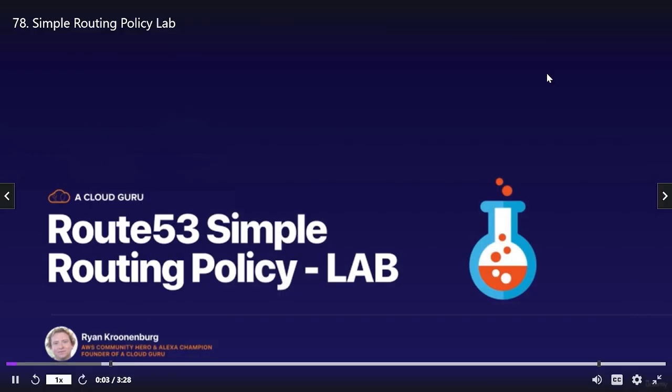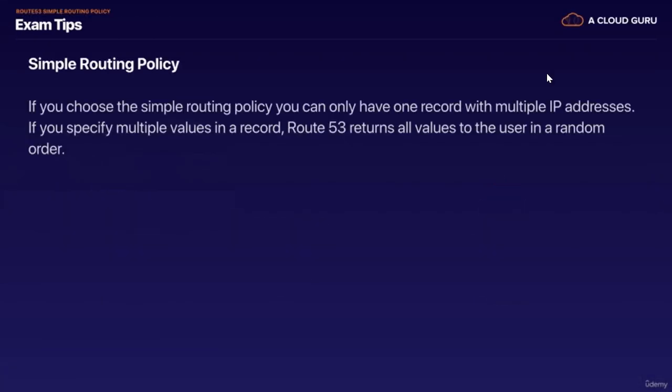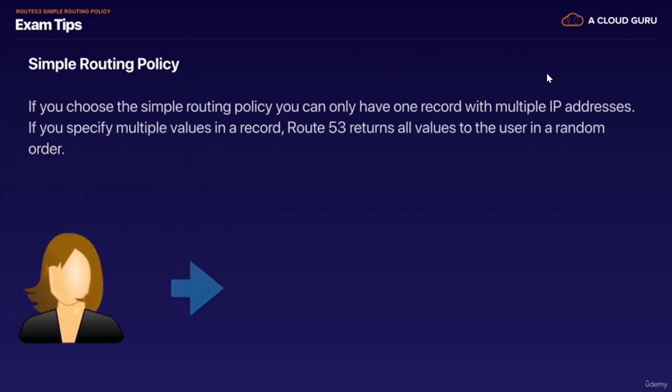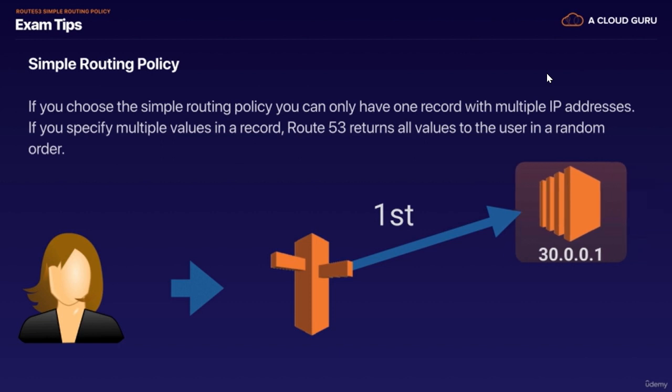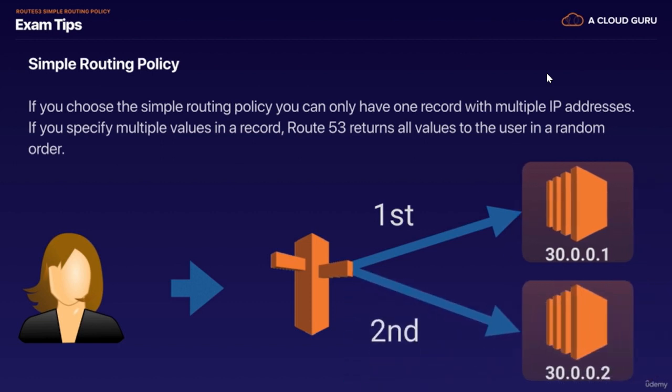In this lecture we're going to look at our simple routing policy. Simple routing policy is basically where you can only have one record with multiple IP addresses. And if you specify multiple values in a record, Route 53 returns all values to the user in a random order. So we've got our user, they're making a DNS request to Route 53, and we've got two IP addresses in here. Our first is 30.0.0.1, our second is 30.0.0.2, and basically Route 53 just picks these in random orders.